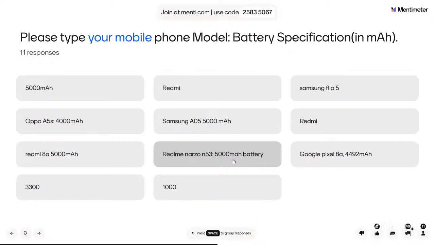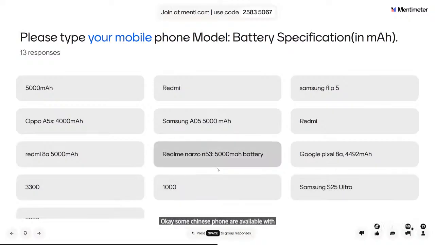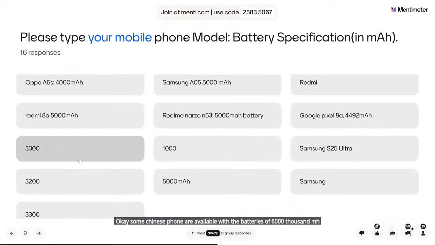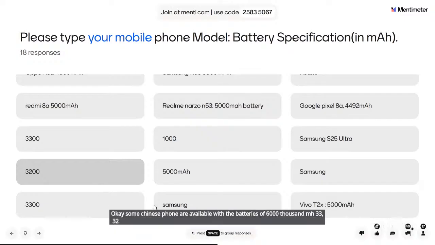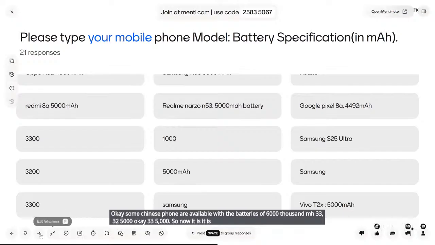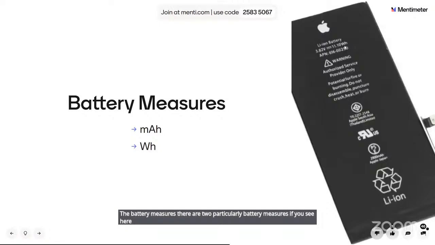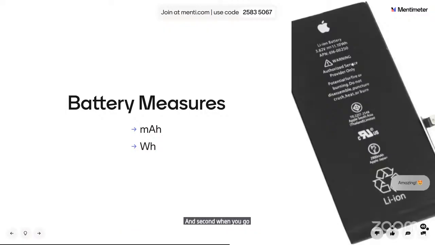Some Chinese phones are available with batteries of 6,000 mAh or more. So nowadays it lies from 4,000 to 6,000. There are two battery measures. If you see the battery, one is the watt hour, and second, when you go to the back side, it shows the milliampere hour.